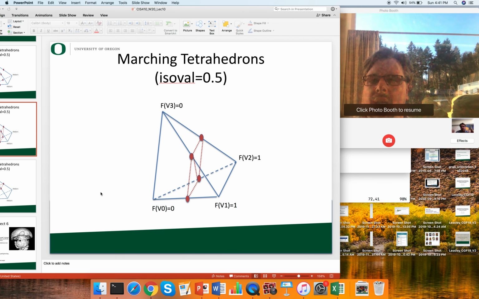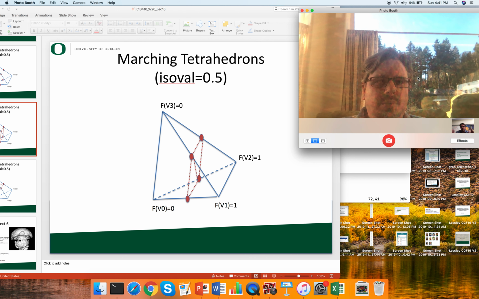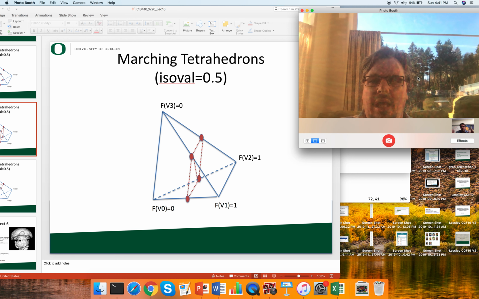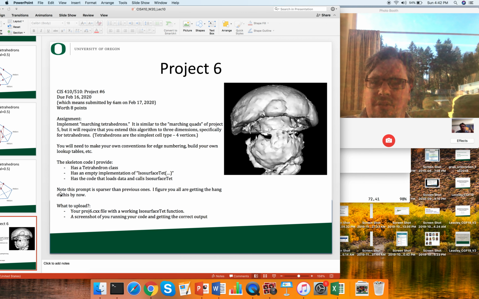Now, one thing I haven't done is lay out any conventions for you. When you've seen me do this before, I say, here are conventions, here are the edges, here are the vertices, etc. I think you now have the tools to figure all that out. So the prompt for Project 6 is actually quite sparse. It says, note, this prompt is sparser than previous ones. I figure you were all getting the hang of this by now. It just says to do marching tetrahedrons.